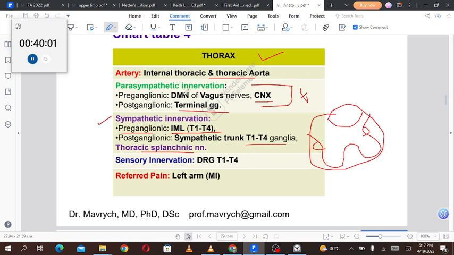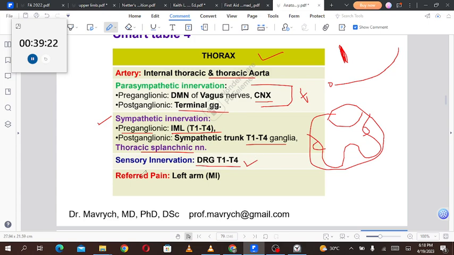of the vagus. Okay, that's the dorsal motor neuron of the vagus that is located in the medulla. There is a nucleus of the vagus nerve in the medulla called the dorsal motor neuron of the vagus. That is CN10. So CN10 is the preganglionic branch, and the postganglionic is the terminal ganglia. For the parasympathetic, the preganglionic fibers are very long, while the postganglionic fibers are small because the ganglia are located on the target organs. Then moving to the sensory innervation, that is the dorsal root ganglia of T1 to T4.